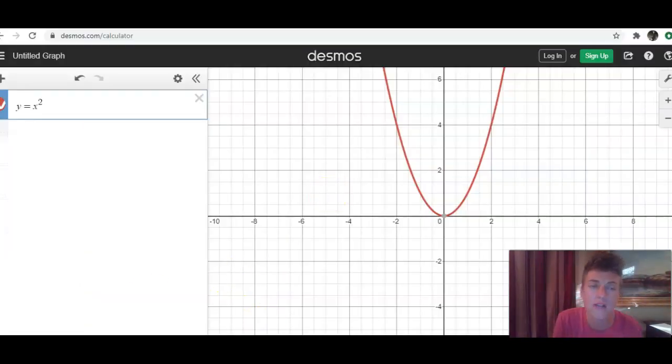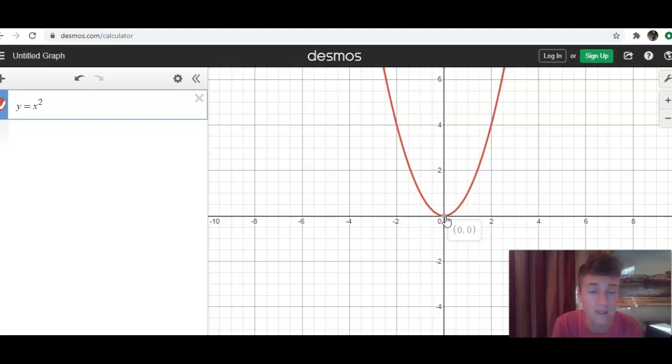What about this range, though? Now we're looking in the up and down direction. This does not go down forever, so we're not going to get all the negative y values. Just not happening. What's the lowest y value we have? It is 0. So the lowest y value we have is 0, and we do touch it.